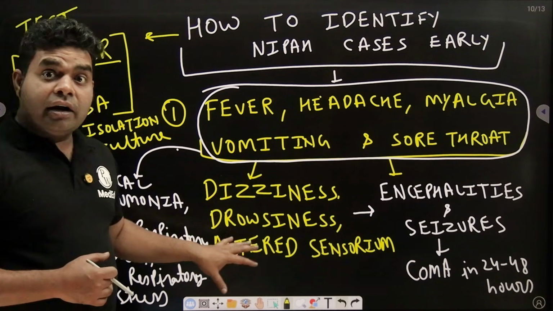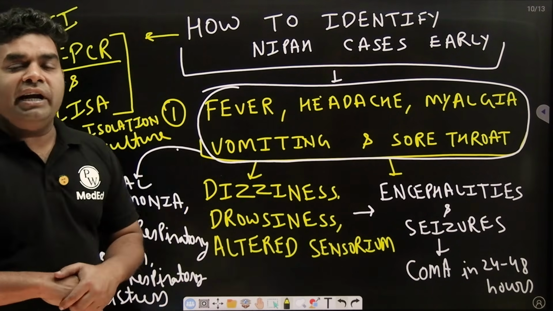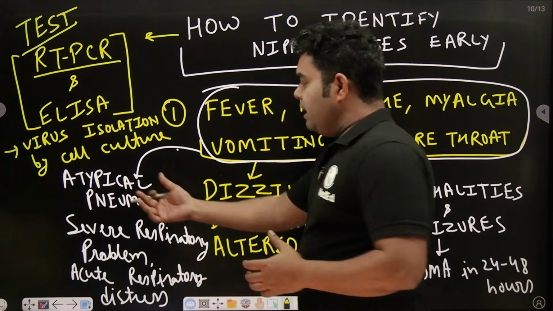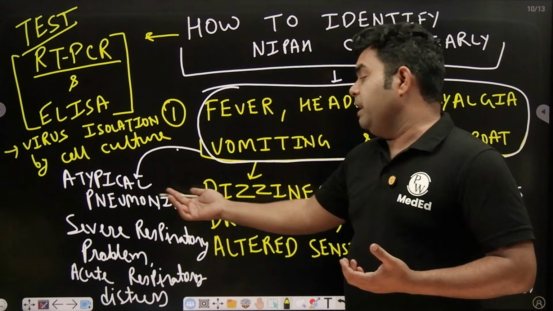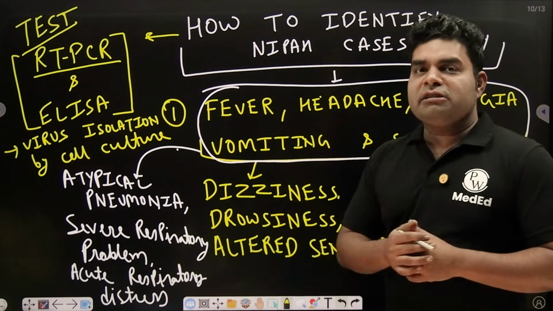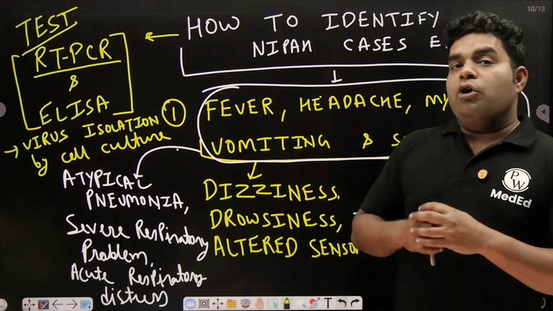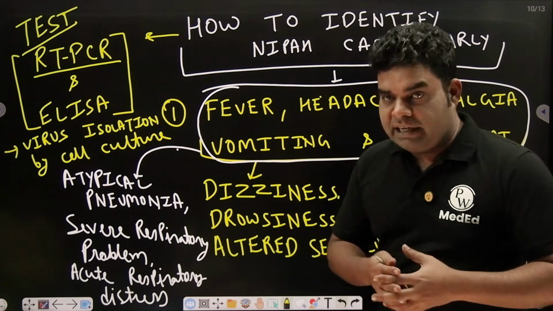Because if this occurs, it can go to encephalitis, can cause seizures, and in the next 24 to 48 hours the patient can have coma. But one more thing you have to look at carefully is symptoms suggestive of respiratory infection, which will be atypical pneumonia, severe respiratory problem like acute respiratory distress, there will be breathing difficulty, and on a pulse oximeter you can find SpO2 saturation less than 94%.